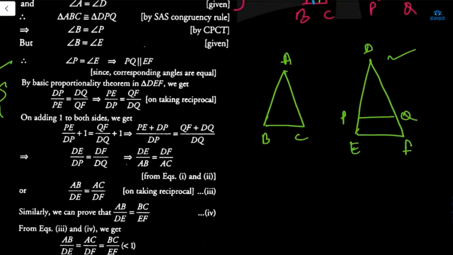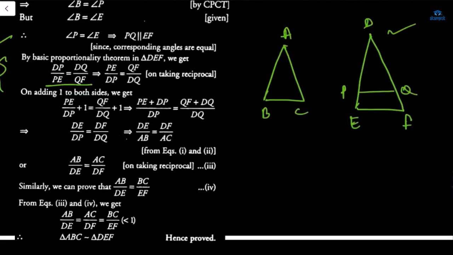Okay, you see. Now, if you reciprocate, PE upon DP is equal to QF upon DQ. Any doubt till here? No. Okay. Now I'm adding 1 on both the sides. Why am I adding 1 on both the sides? Because I want the full length in the ratio, like you applied in the last question, Ridhima. You took the full length and the half length. So I'm adding 1 for that purpose on both the sides. Since I'm adding 1 on both the sides, it will not affect my equation.